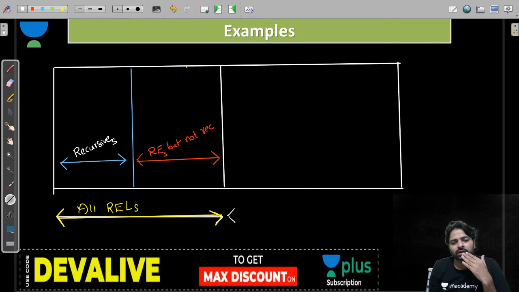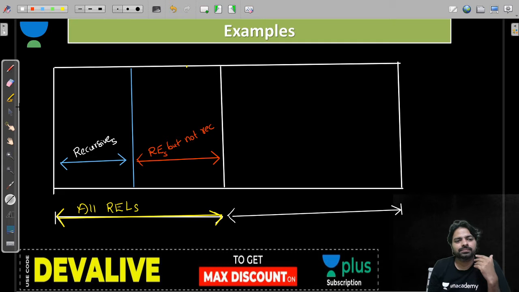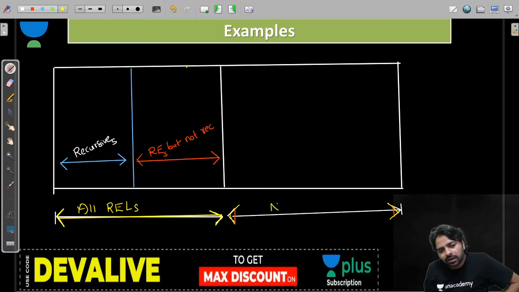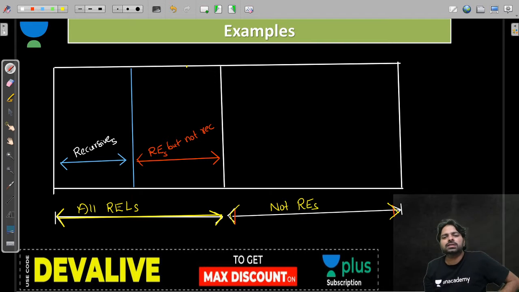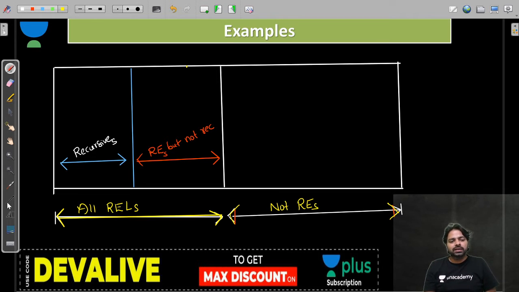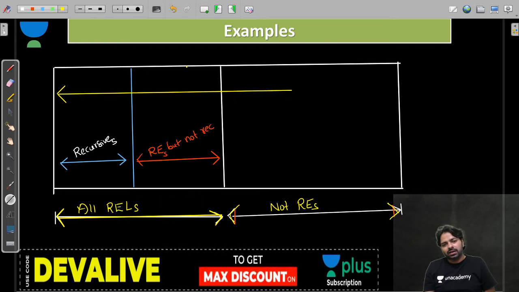And what are these languages, guys? From here to here, the languages are not REs. All not REs come here. Now, when it comes to countability, the countable languages that begin from here will come to the middle somewhere, in not REs.